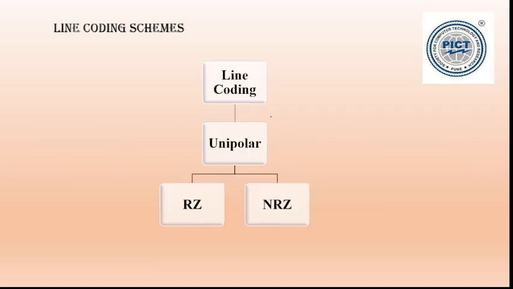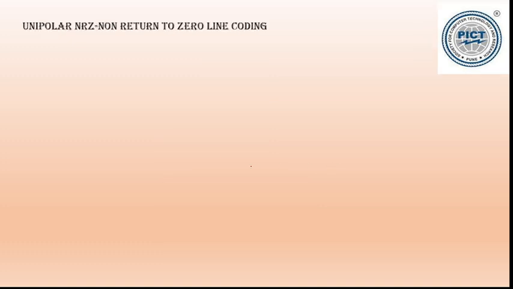So first type of line coding is unipolar, and it is having two types: return to 0 and non-return to 0. It is using two values of the voltage, that is 0 and plus V. It is using only plus V volt, so that's why it is a unipolar line coding technique. Now unipolar NRZ, that is non-return to 0 line coding scheme. Let us understand how it works.